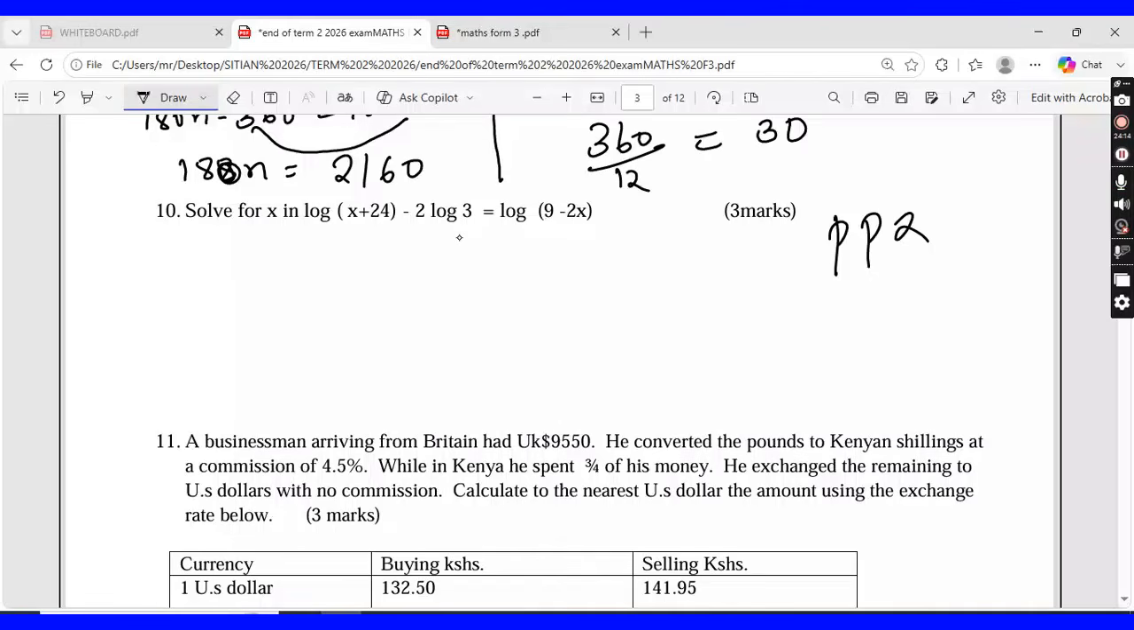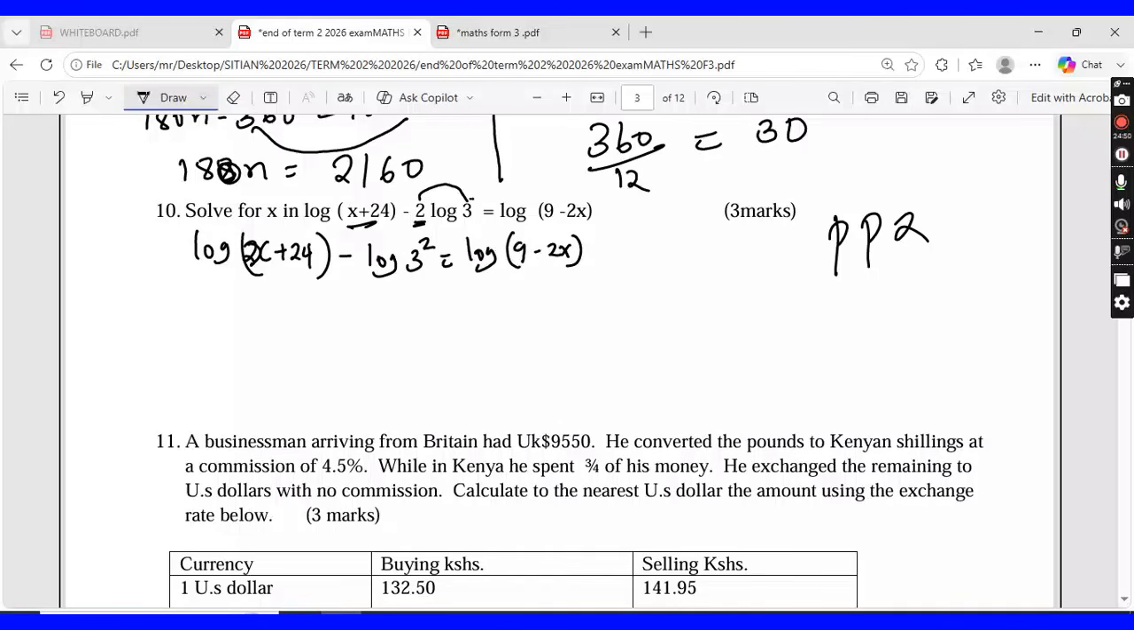So solve for x. Here you need to understand the laws of logarithms. So we start from here. Just copy the way it is. So log 2x plus 24 minus, now this 2 means it was the power of 3. That means it is log 3 raised to power 2, which is equal to log 9 minus 2x.